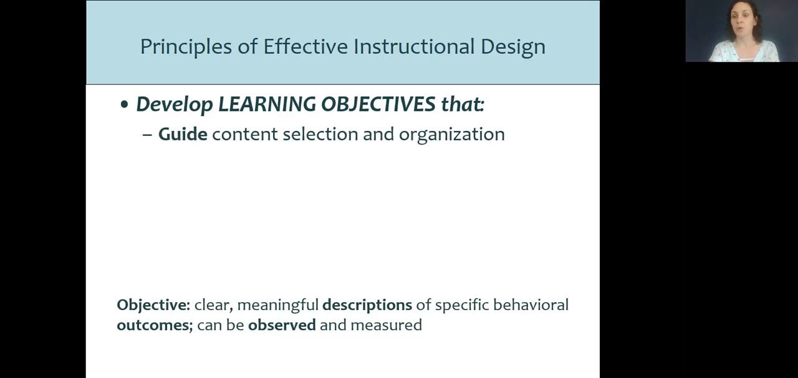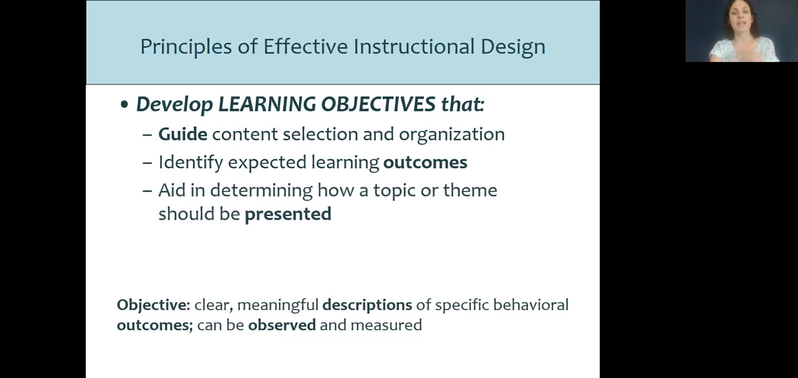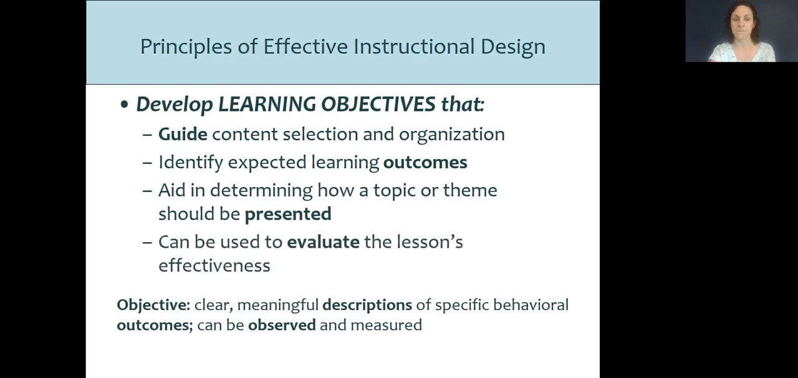Your learning objectives are going to guide your content selection and organization. They are going to help identify learning outcomes. So what you expect the children to gain from your lesson is what your objective is. And it helps determine how a topic or a theme is going to be presented. And then you're also going to use these objectives to evaluate if the lesson was effective or not. So are you seeing from the children what you had expected to see when you wrote these objectives?